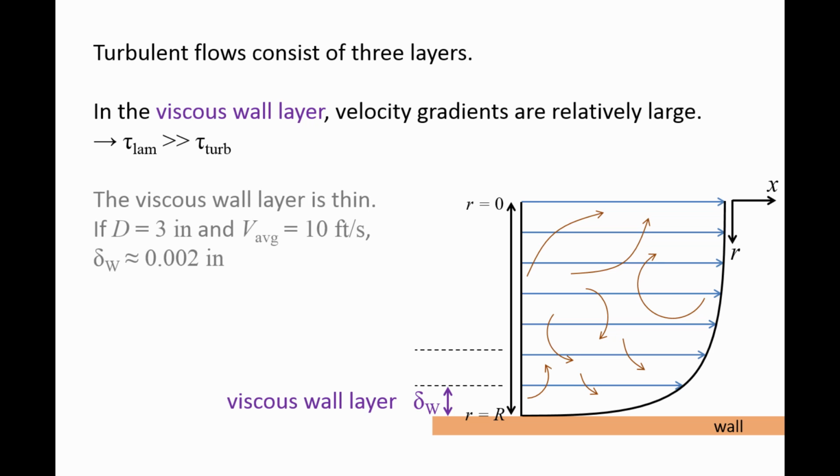The viscous wall layer is very thin. For example, if water flows through a 3-inch diameter pipe at an average speed of 10 feet per second, the viscous wall layer would only be a couple thousandths of an inch. The thickness of the wall layer is highly exaggerated in the image on the right.